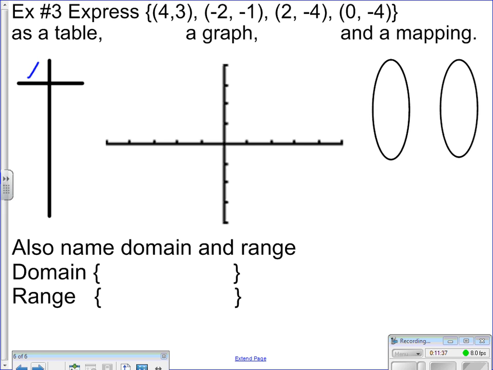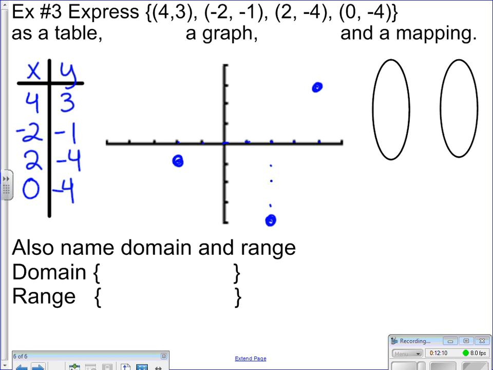Okay, so x and y for the table: (4, 3), (-2, -1), (2, -4), (0, -4). You do not have to put a table in order, and you're allowed to repeat numbers. Graph: (4, 3), (-2, -1), (2, -4), (0, -4). There's 4 dots for my graph.